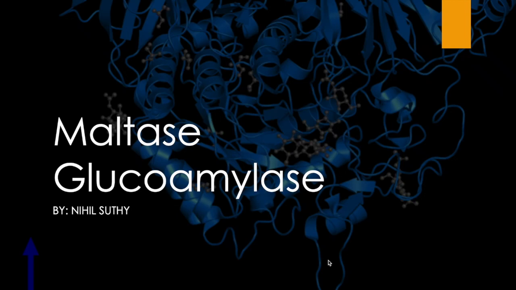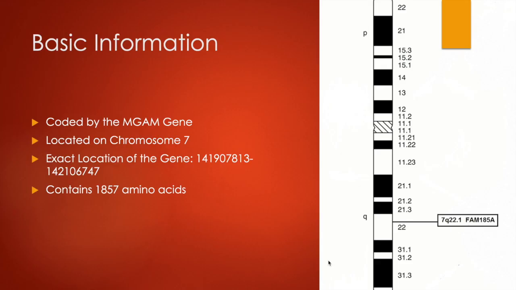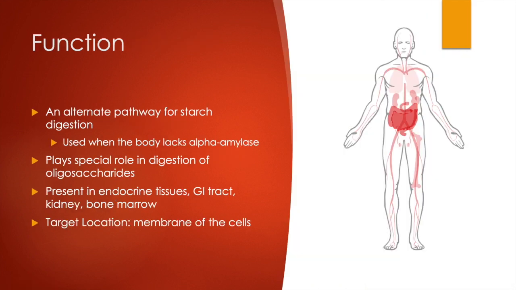This is going to be my presentation on the protein Maltase Glucoamylase. Maltase Glucoamylase is coded by the MGAM gene, which is located on chromosome 7, and this protein contains 1,857 amino acids.